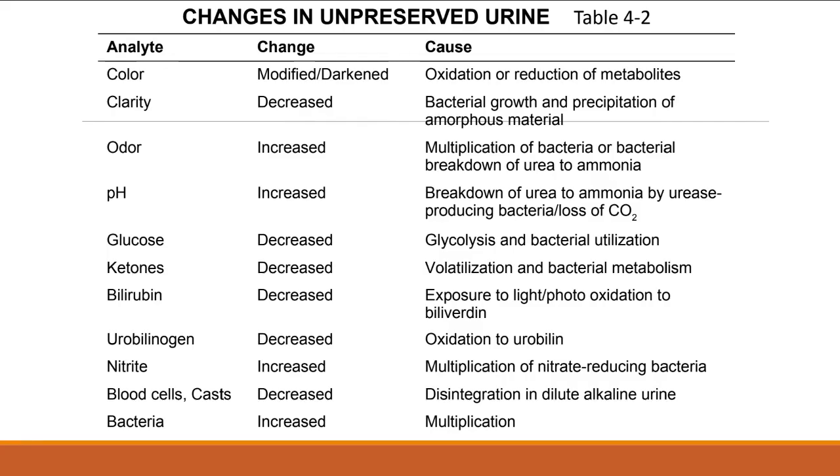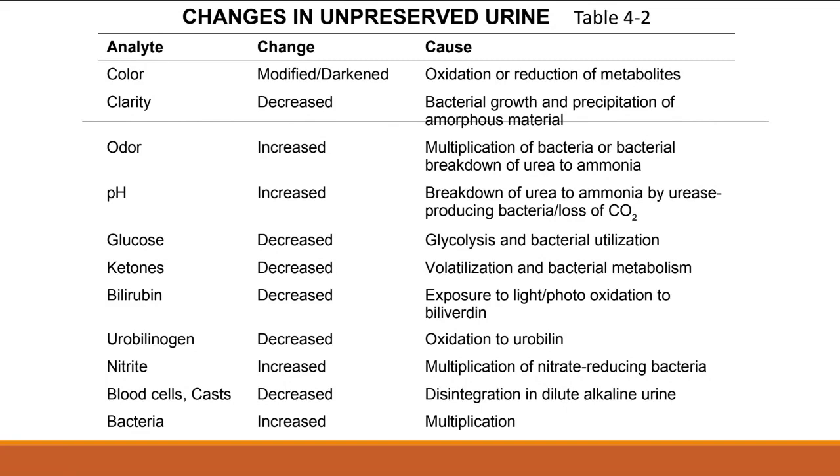These are some changes that will occur in unpreserved urine. So this is table 4.2, from your earlier chapters where we were talking about urine collection, storage, all those different things. But these are what you need to know. You do need to know the changes, whether in an unpreserved urine it goes up or down, increased or decreased, and the cause of it. Why does this happen? Like with the bilirubin, remember, it can decrease because you're exposing it to light. And when you expose it to light, it causes it to degrade. So that's one of them.